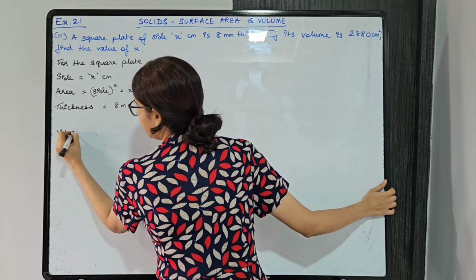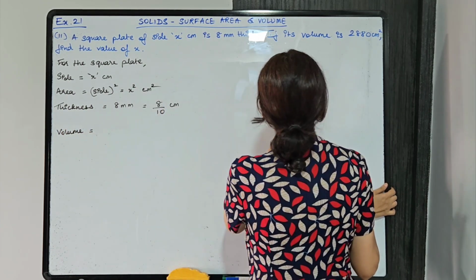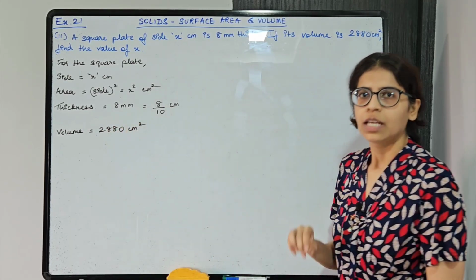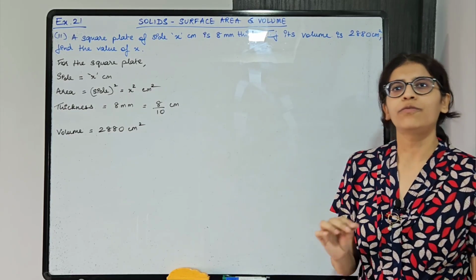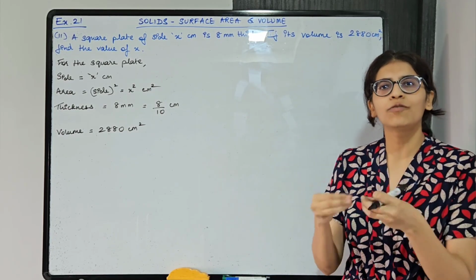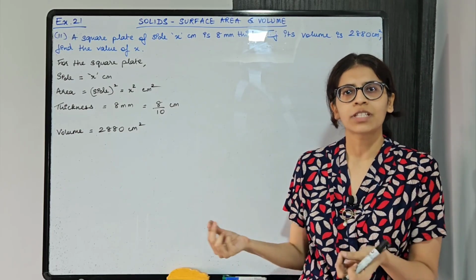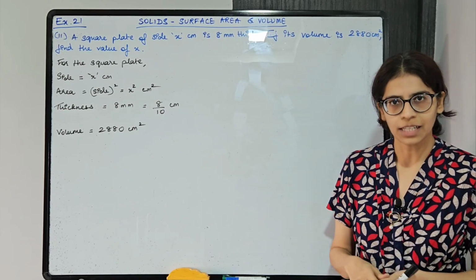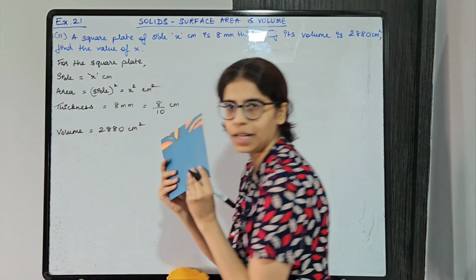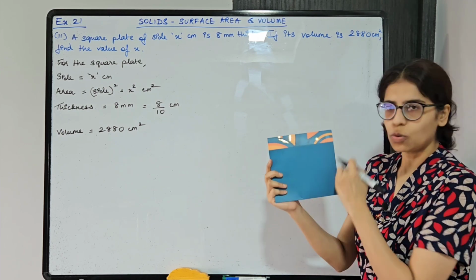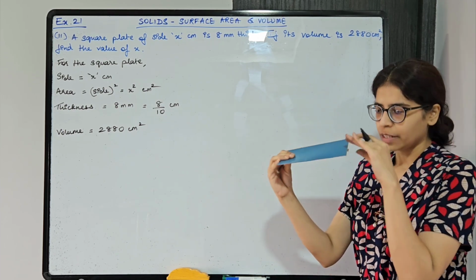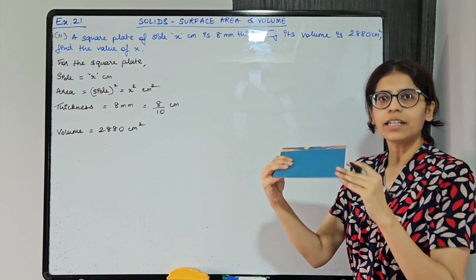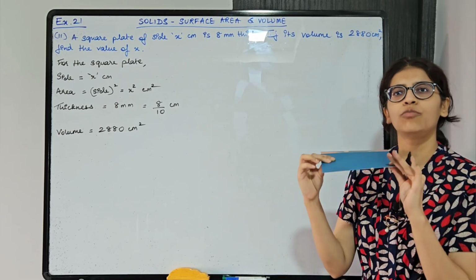So thickness is 8 by 10 centimeter. Now volume is given to us. Volume is 2880 square centimeter. I know that volume of any object, if it has uniform cross section, then it will be area into the height or depth or thickness, right? So if I'm considering this square plate, it is square throughout this thickness, ठीक है. पूरा thickness यहाँ से लेके टॉप से लेके बॉटम तक पूरा स्क्वायर ही है. So area into the thickness will give me the volume of this plate.